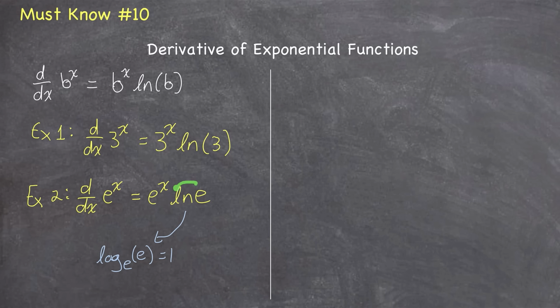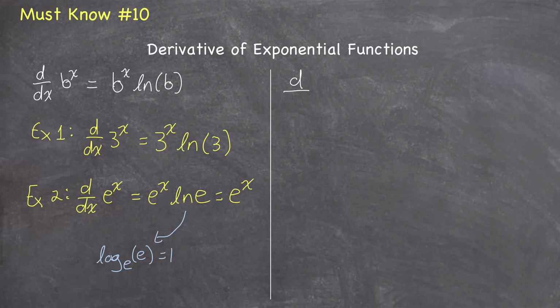So this whole expression right here, the natural logarithm of e, is actually just 1, which means the value of this is e to the x times 1, which is just e to the power of x. That's the most fascinating thing about the natural exponential function. Its derivative is itself.